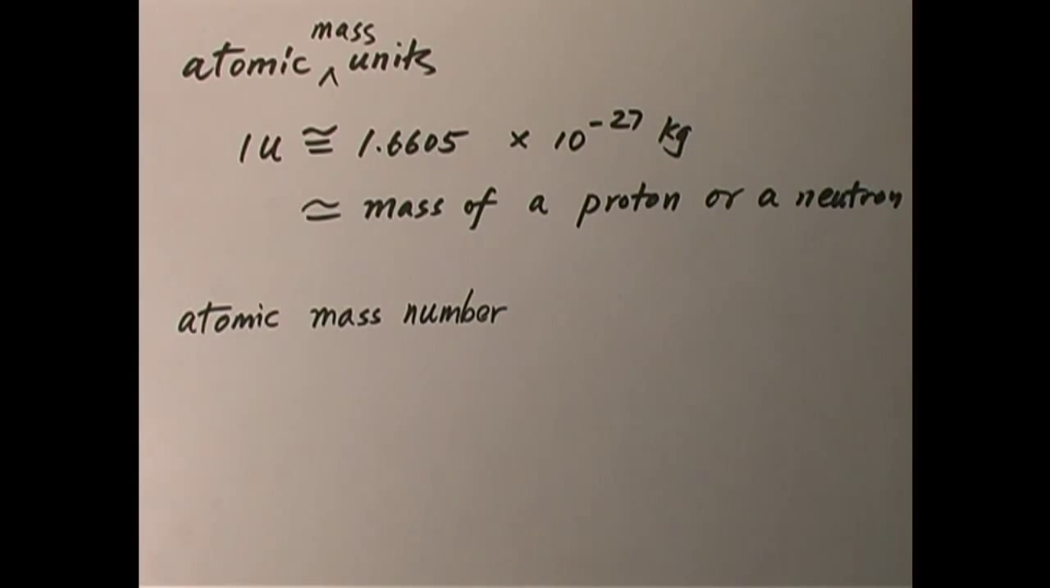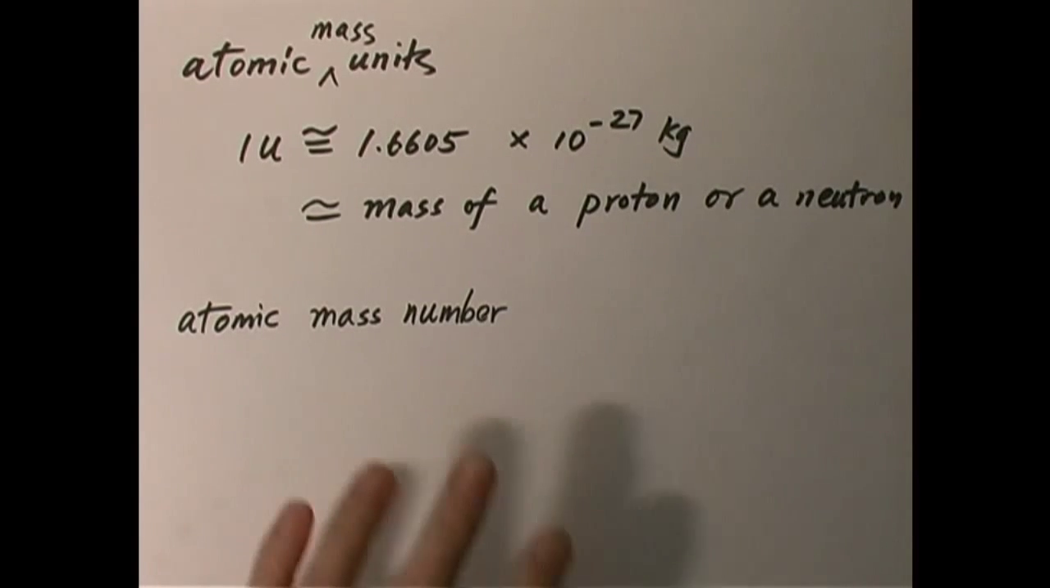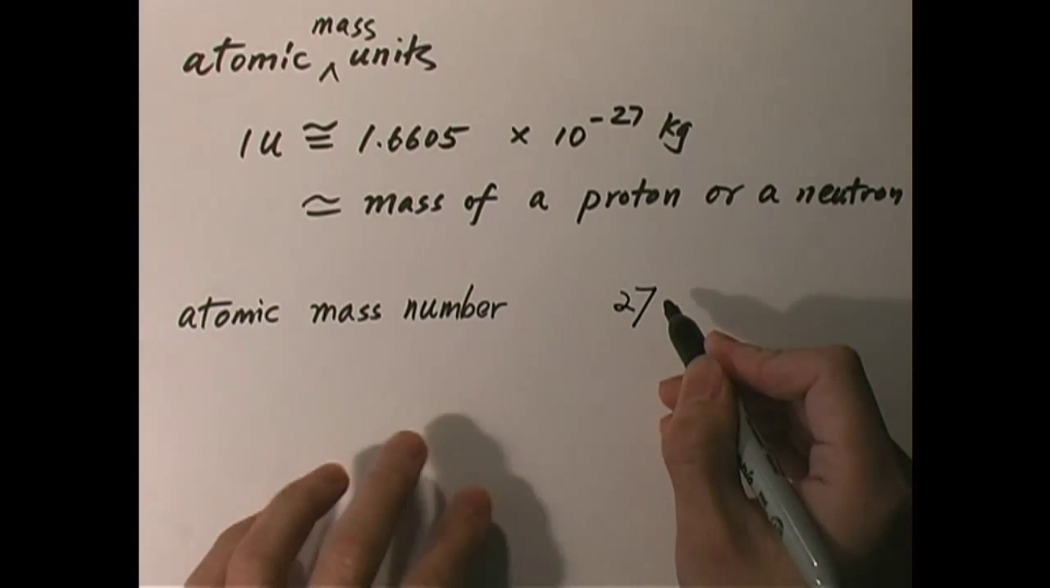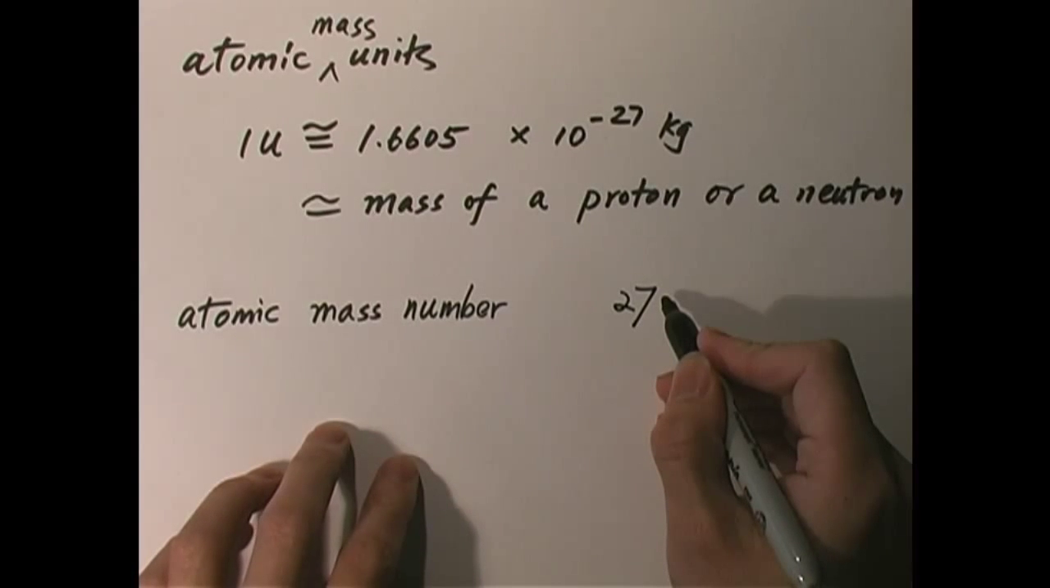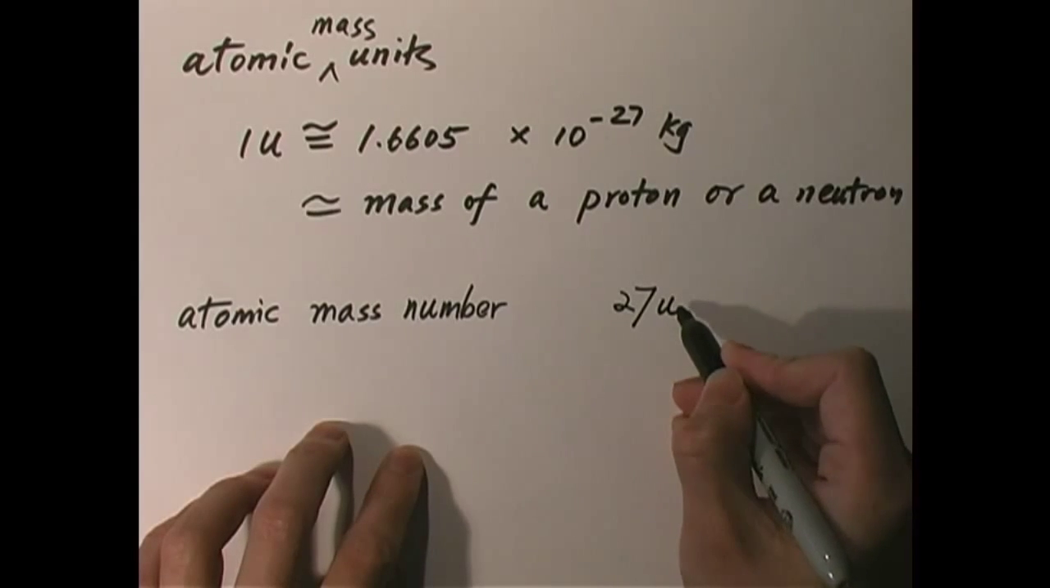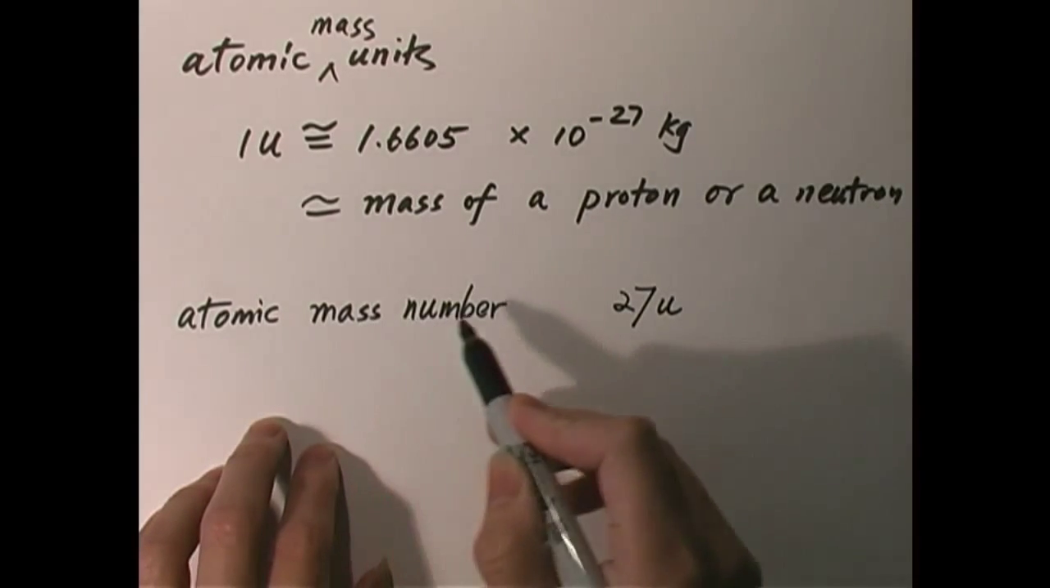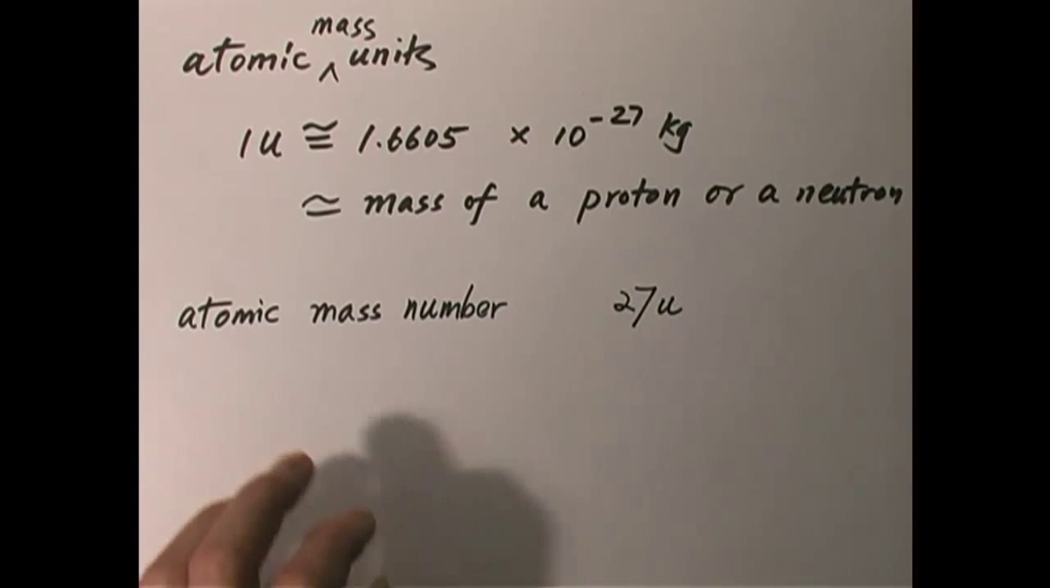The number of neutrons plus protons, therefore, determines roughly the mass of the atom, and we call that number the atomic mass number. For example, aluminum has 27 neutrons and protons. Therefore, the atomic mass number of aluminum is 27. So we say, roughly speaking, the mass of an aluminum atom is about 27 U. Or we say, again, the atomic mass number of aluminum is 27.